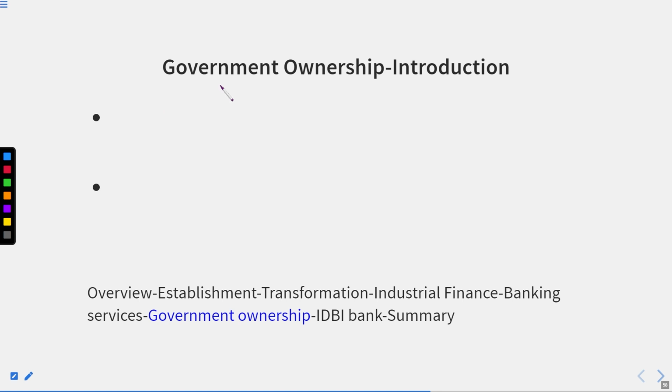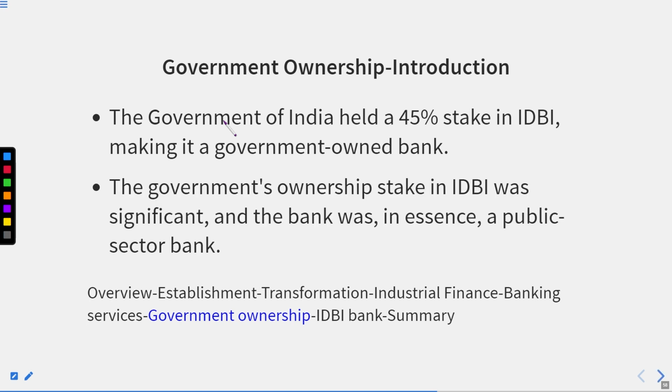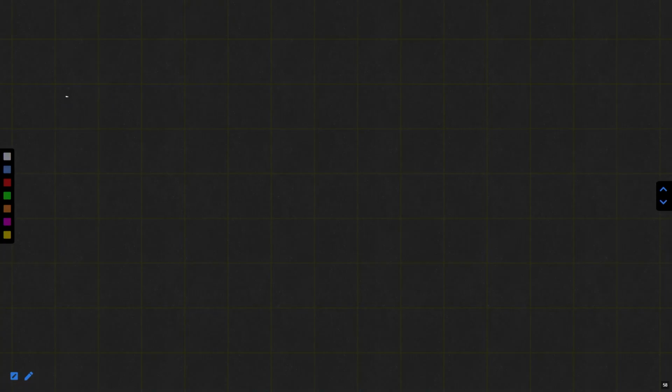First of all, we have to see the government ownership introduction part. What do we mean by the word government ownership? The government of India held a 45% stake in IDBI, making it a government owned bank. The government ownership stake in IDBI was significant, and the bank was in a sense a public sector bank. Here we are talking about stakes. What do you mean by a stake? We had already discussed it in previous lectures, but let's do a little bit of revision.